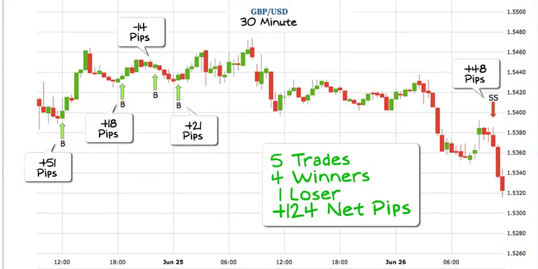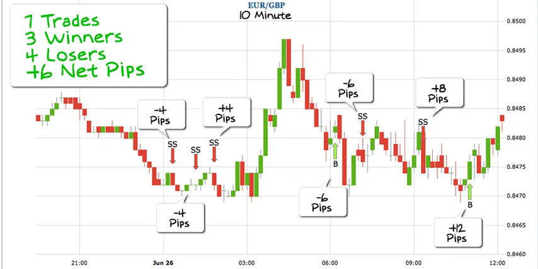And here's the British pound US dollar 30-minute chart. We had 5 trades, 4 winners, 1 loser, net 124 pips of profit. And you can see that after the first 4 trades, the market just chopped sideways. The software kept you out of that until a great short sell opportunity emerged later on the right-hand side of the chart.